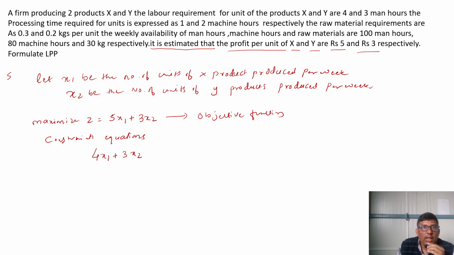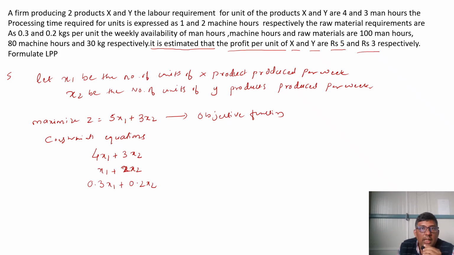The second one is the processing time required for the units, expressed as 1 and 2 machine hours, so the machine hours expression is x1 plus 2x2. The raw material requirements are 0.3x1 plus 0.2x2. So all three expressions are done here. Now we should give the constraints, the limitations on all these three resources that we have to process.